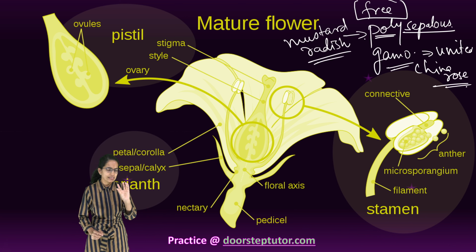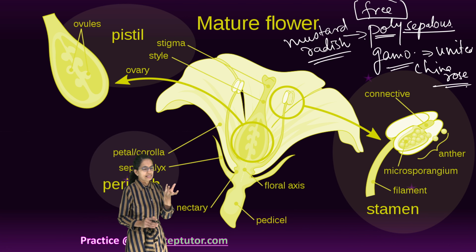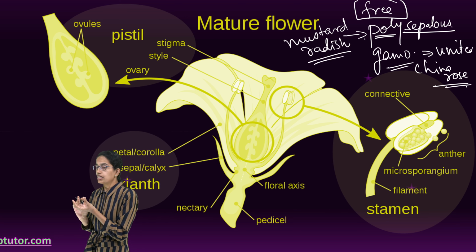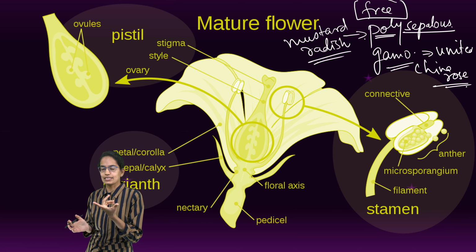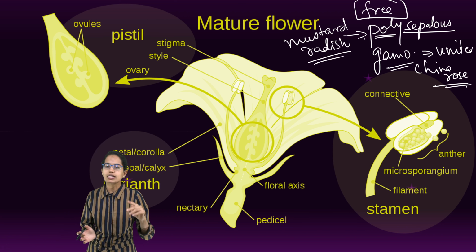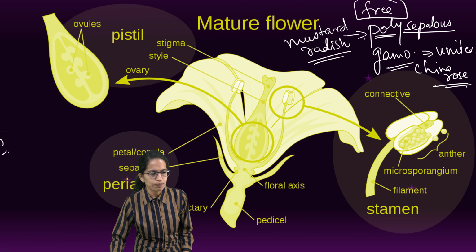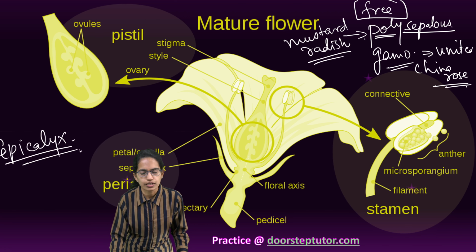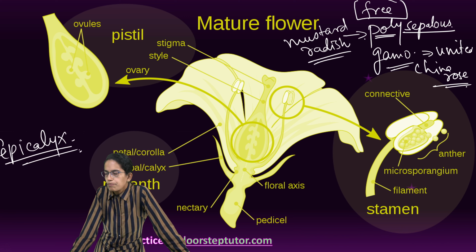Sometimes besides the calyx, there is an additional layer present, as in the case of hibiscus. We call this the epicalyx. So beyond the calyx, there is one more layer. We call this the epicalyx. Epicalyx is again important. Hibiscus is a good example.